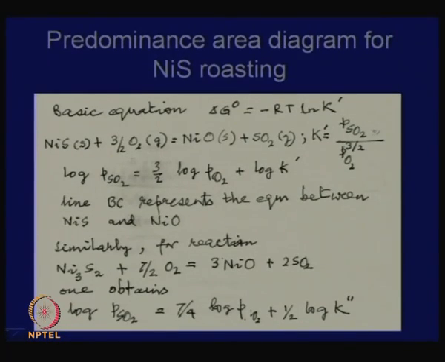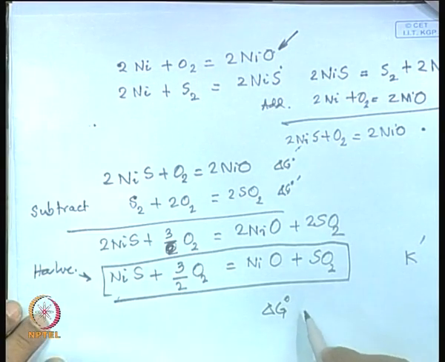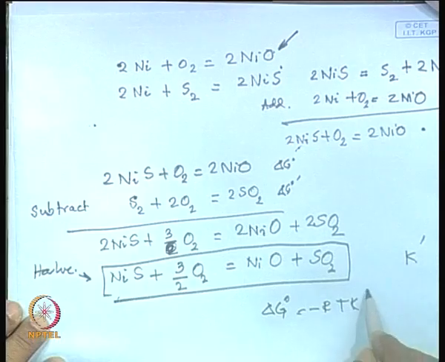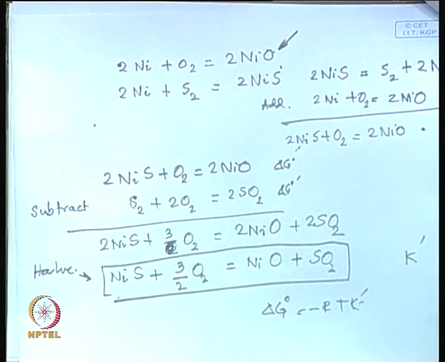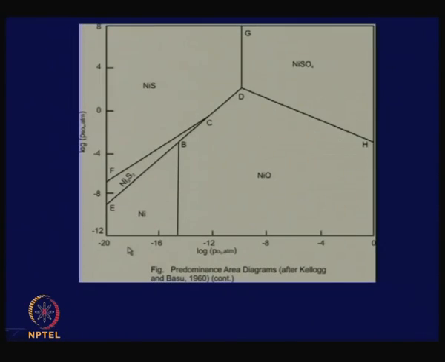Now, if you have the delta G naught value for this, then we can get the value of K, because delta G naught is equal to minus RT ln K prime. And once we have that value of K prime, if you substitute there, then we get an equation that relates log PSO2 with log PO2 for a particular temperature. For different values of T, we will get different relationships, and only using that we can draw the boundaries between NiS and NiO. Similarly, we have to consider the various equilibria and we can draw these lines.